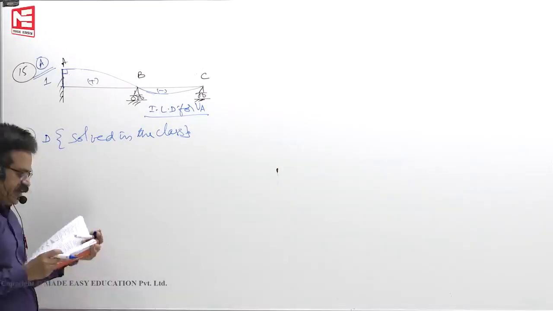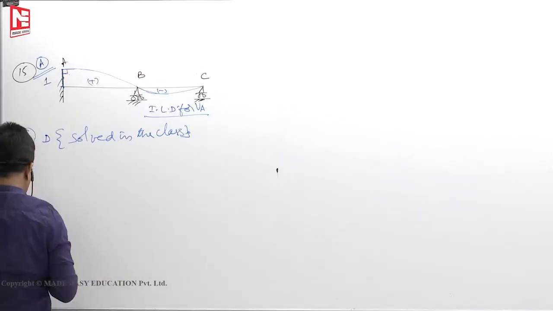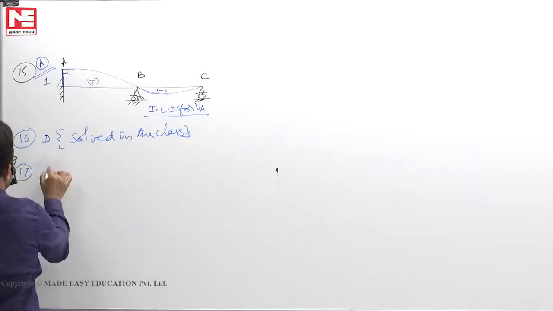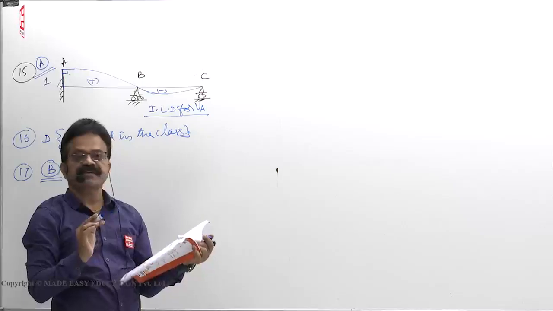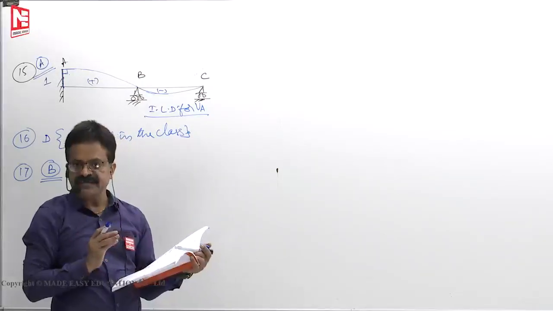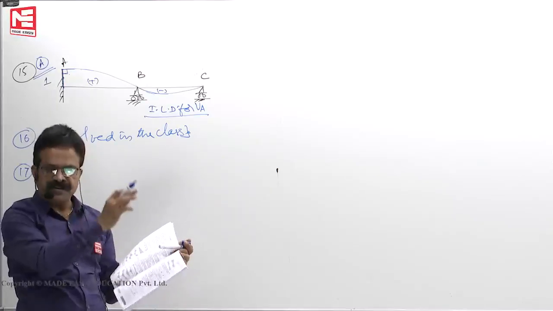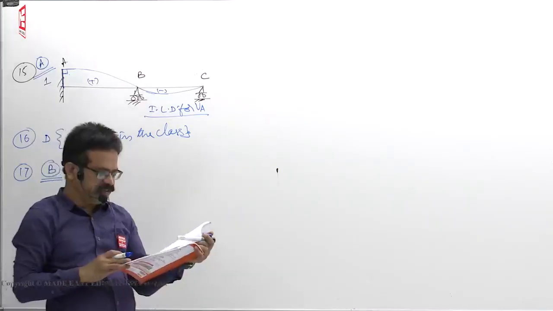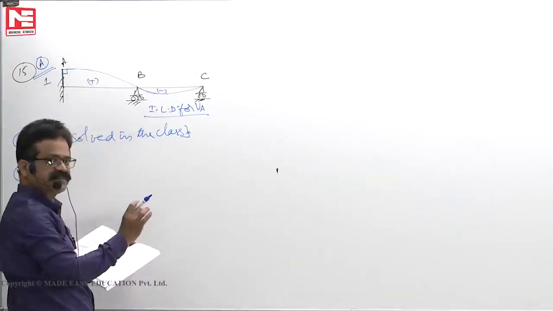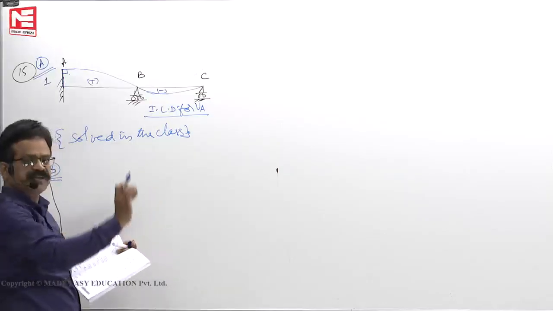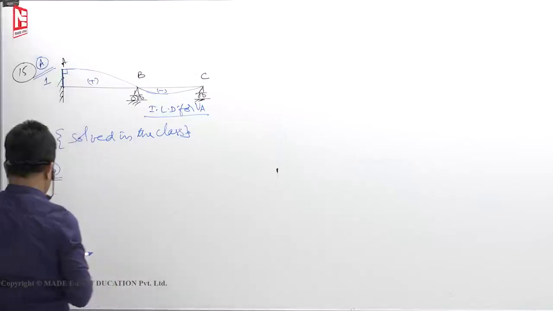17. Next, ILD for redundant structures can be obtained by Muller-Breslau's principle. 17B. Muller-Breslau's principle, you can get the ILD for redundant structures. What redundant structures we have taken? Propped cantilever, fixed beam, continuous beams, all ILDs we have drawn. Muller-Breslau's principle states that remove the support and give unit deflection. The deflected shape gives you the ILD.